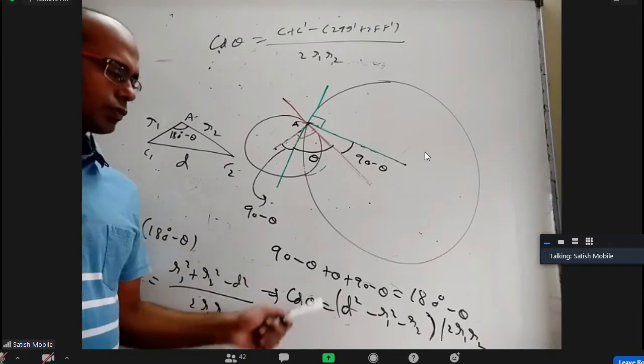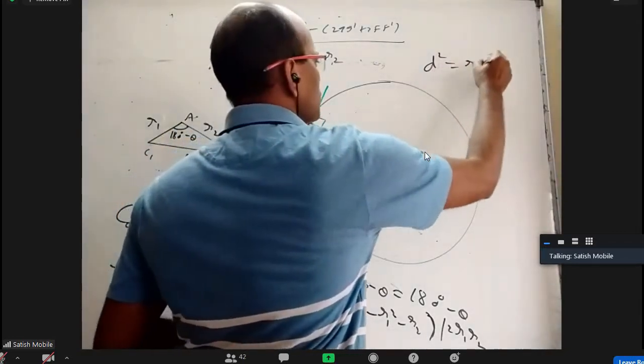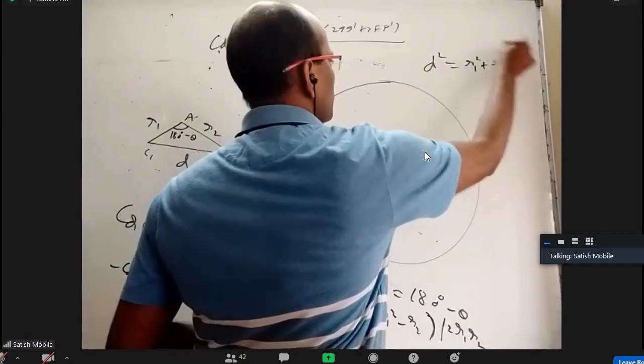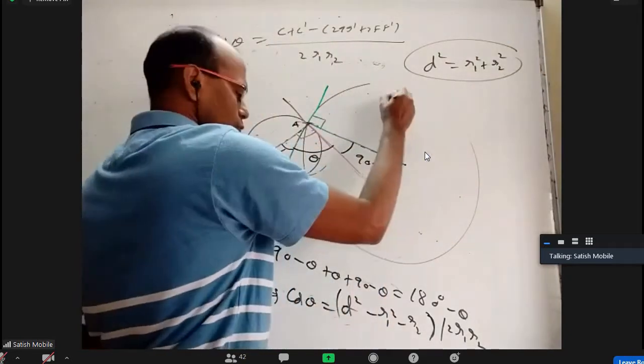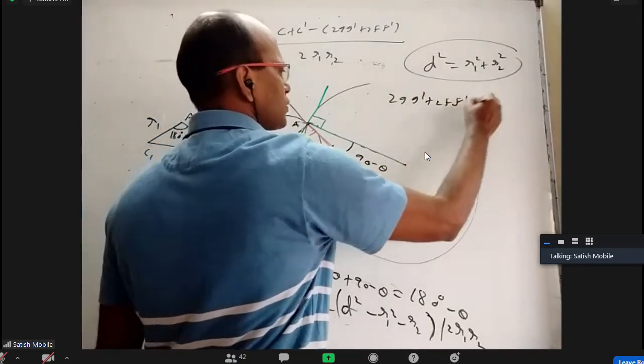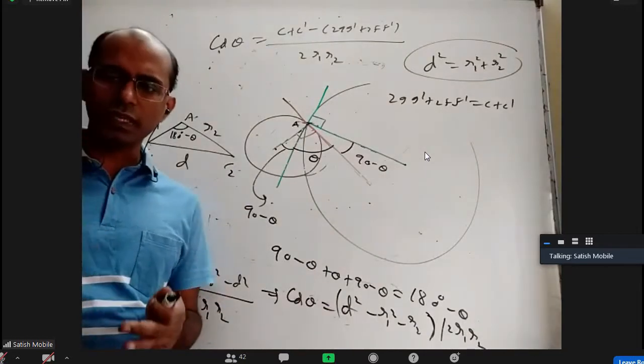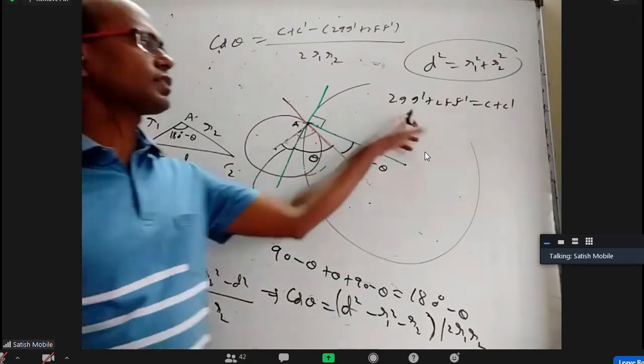Cos 90 is 0, so this numerator should be 0. So when d square is equal to r1 square plus r2 square, or 2g dash plus 2f f dash is equal to c plus c dash. Okay, if you take one circle as g, f, c, and another circle as g dash, f dash, c dash, this is the condition for orthogonality.